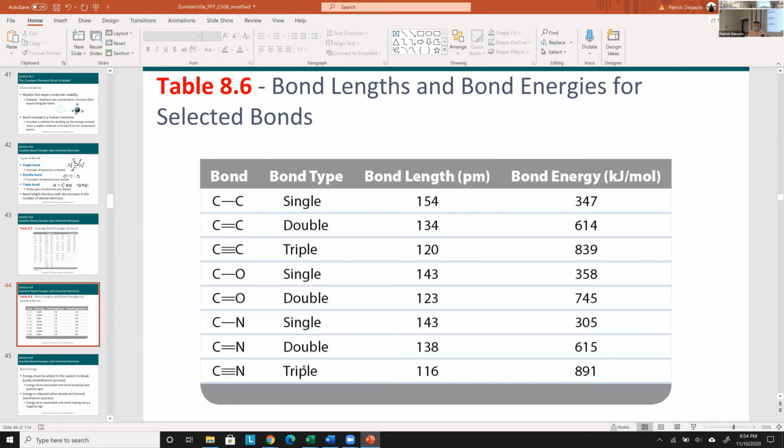Same with nitrogen. So here's a good question. Why isn't there a carbon-oxygen triple bond right here? There's carbon-carbon, there's carbon-nitrogen, but no carbon-oxygen. Why do you think?